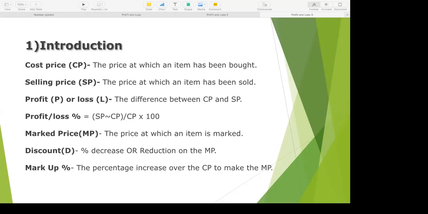Okay, so this markup percentage is calculated on your cost price. Okay guys, so there are 3 percentages which are calculated on the cost price. They are profit percentage, loss percentage, and markup percentage. All these 3 percentages, they are calculated on the cost price, and discount is calculated on the marked price.